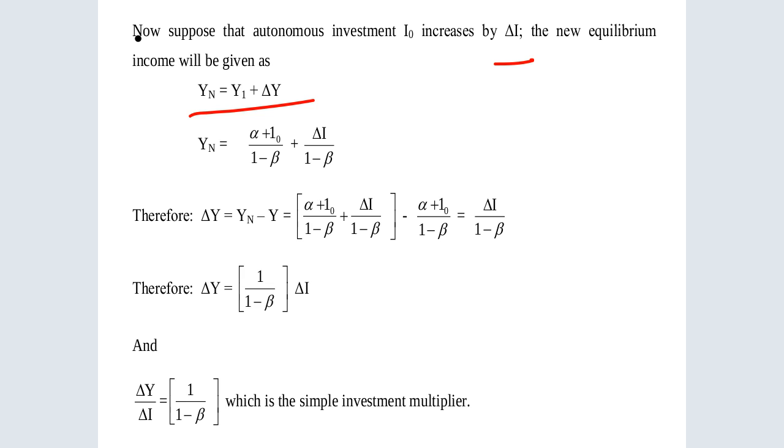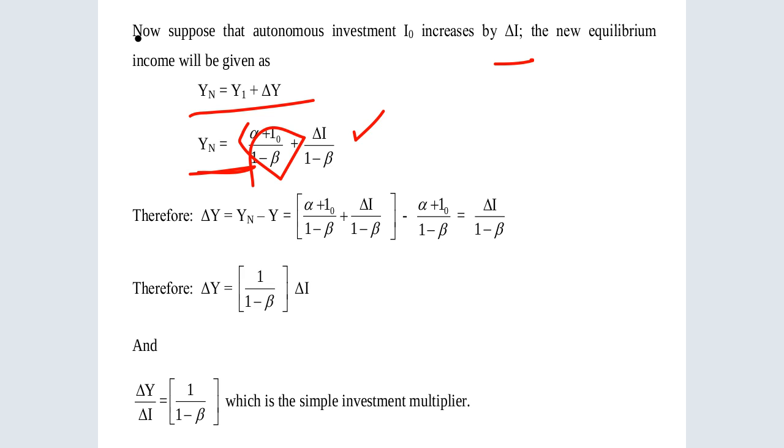So suppose investment increases, our new equilibrium will be made up of this. It will be made up of the previous level of income plus the change in what? The income, which is occasioned by the change in investment. So this is what we'll have. So the first part is made up of the previous level of income, that is Y1. This part is Y1.